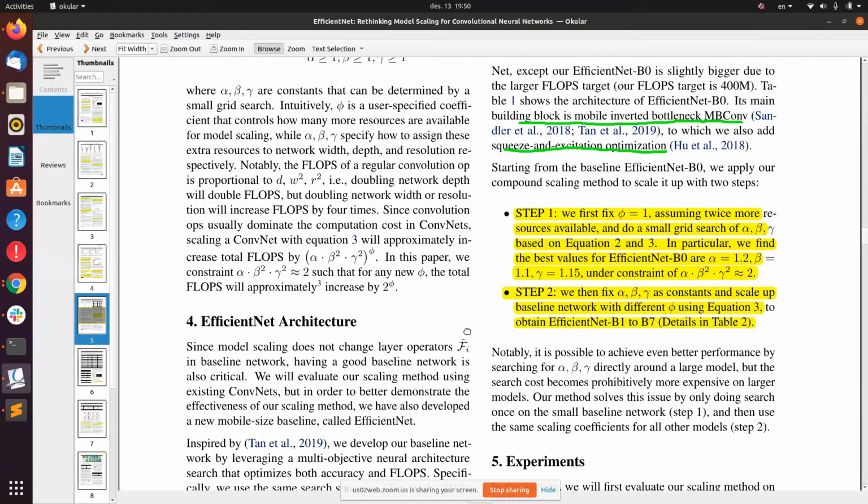Yeah, you're absolutely right. As you said, first we need to use NASNet to build the base network. Once you build the base network, as I highlighted in yellow, these two steps will execute to build the next versions of the network. Okay, right, cool.